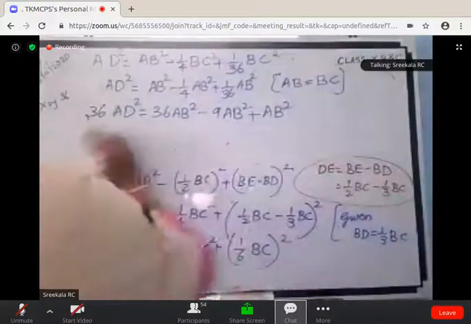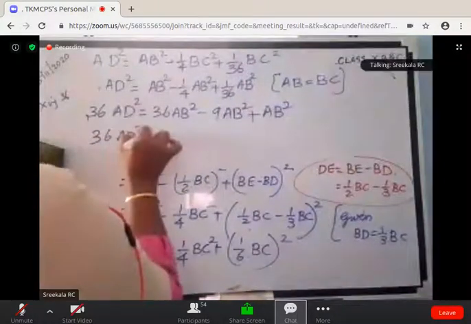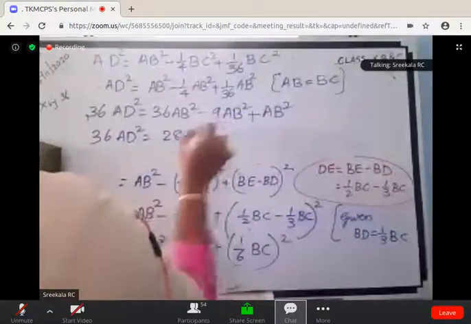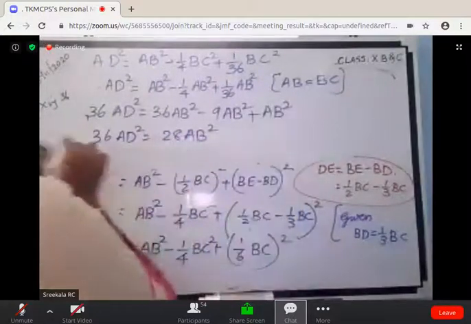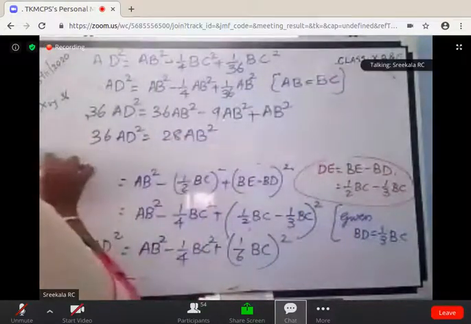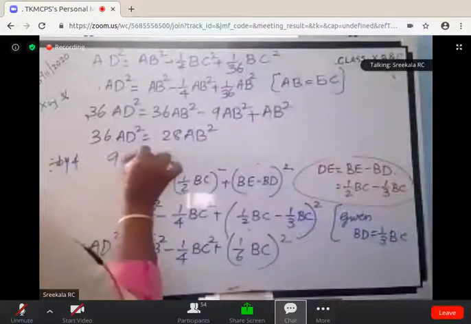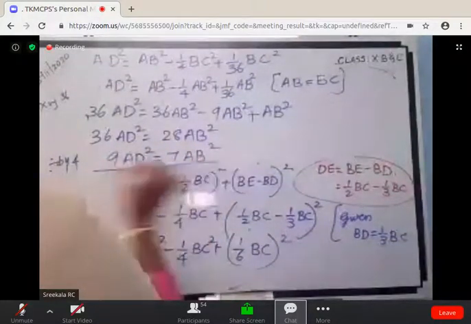So here, 36 AD square equal to 36 minus 9 plus 1, that is 28 AB square. So divided by 4, because we need 9 AD square. So the whole divided by 4, we get 9 AD square equal to 7 AB square. Hence proved.